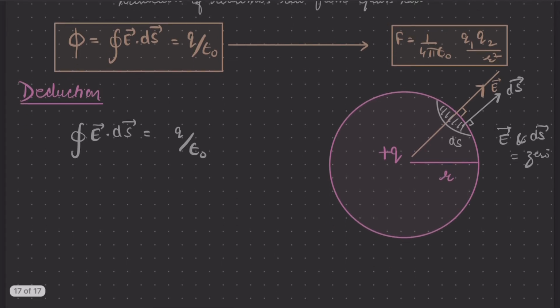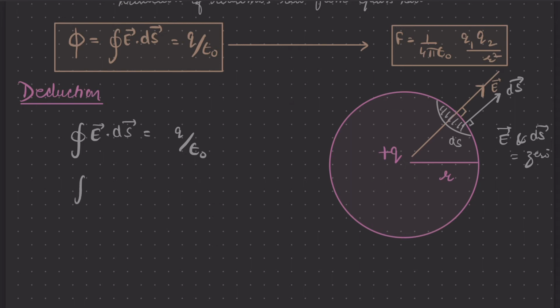Now we will move further into this. As I said that ds vector is making an angle of 90° with the surface, E vector is leaving the surface normally, therefore both the vectors E vector and ds vector are parallel vectors, and between the parallel vectors the angle between them is 0°.